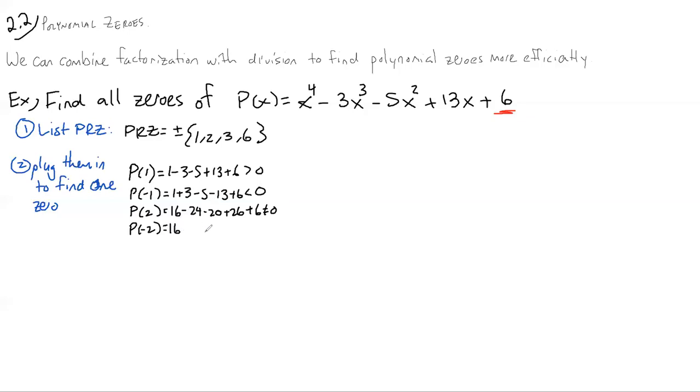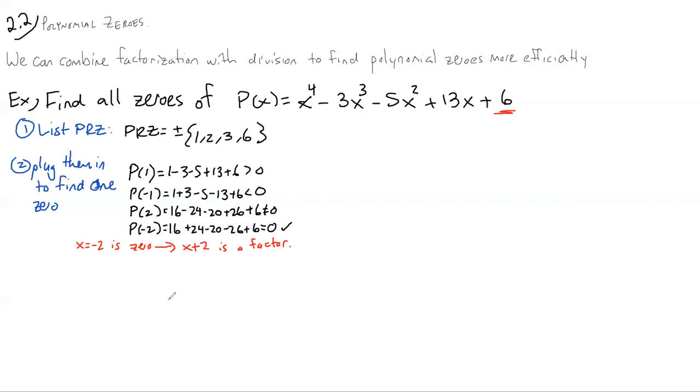So the next one, I'll get 16 plus 24 minus 20 minus 26 plus 6. This one might work. I get what? So 40 minus 20 is 20. Minus 26 is negative 6 plus 6 is 0. So that one works. And so if you recall, what that tells us is that since x equals negative 2 is a 0, then x plus 2 is a factor.